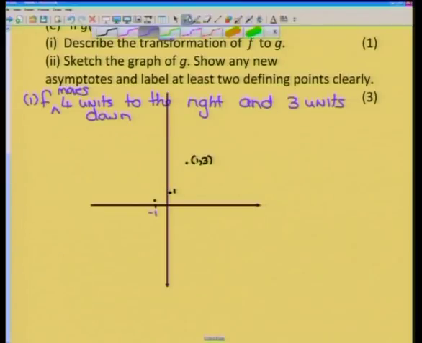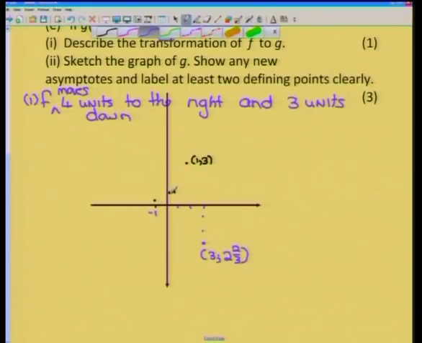Okay, so if that's the case, instead of here, we're going to move it 4 units to the right, so it'll go over here, and 3 units down. So it's going to be 1, 2, 3, it'll be about here. The coordinate would be 3, and if I'm going to move this down 3 units, it was 1/3, so it'll be actually 2 and 2/3.